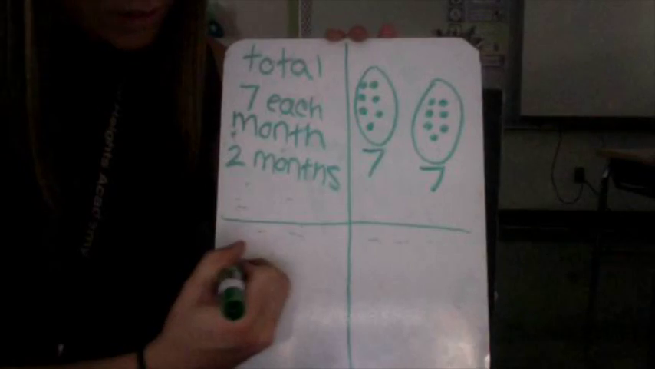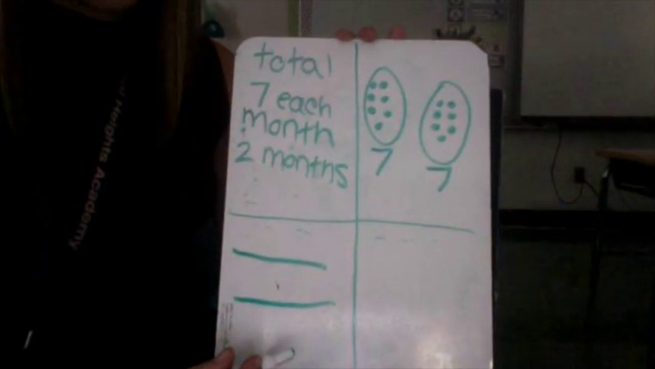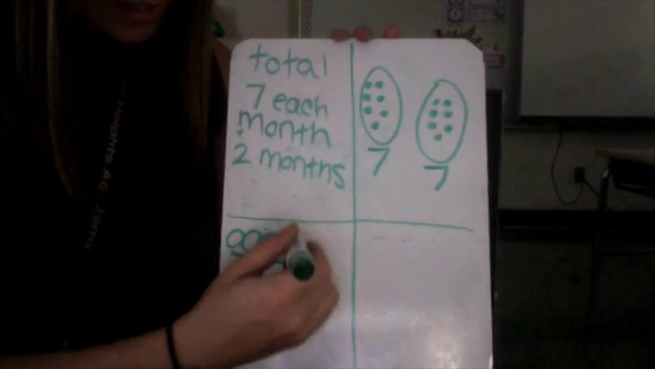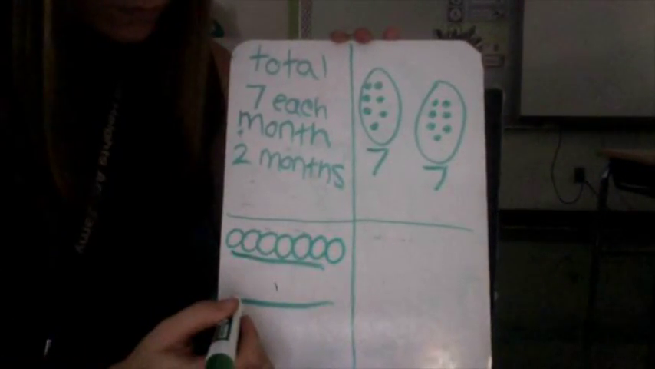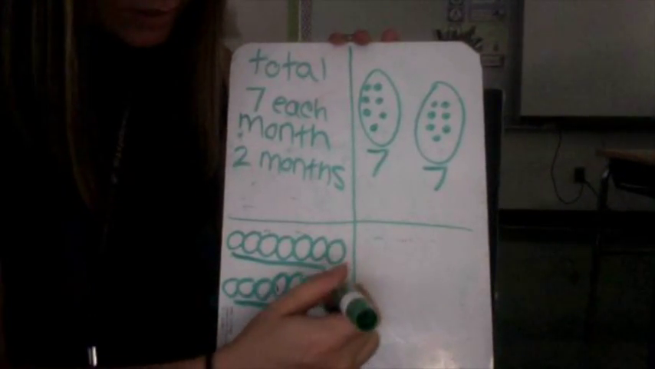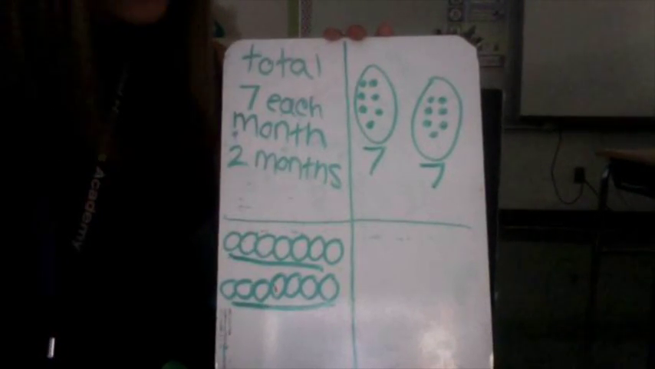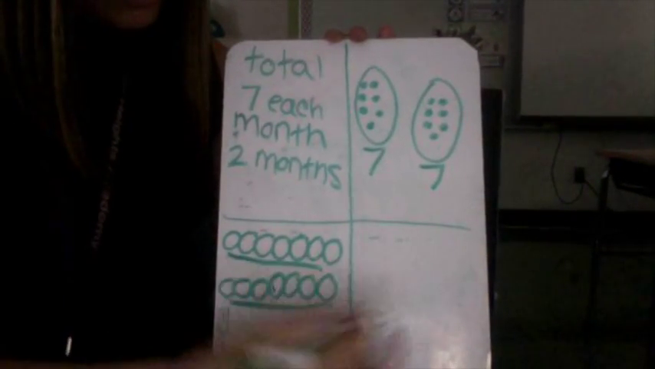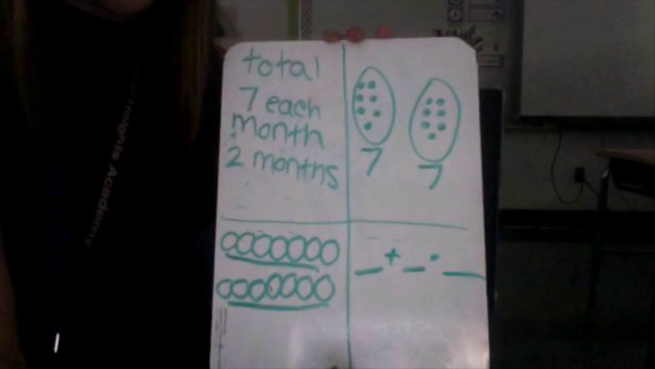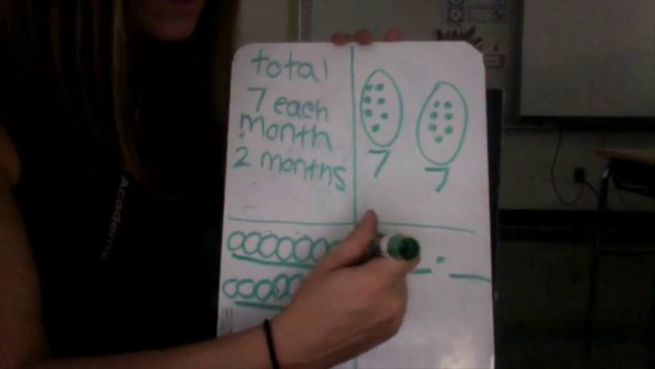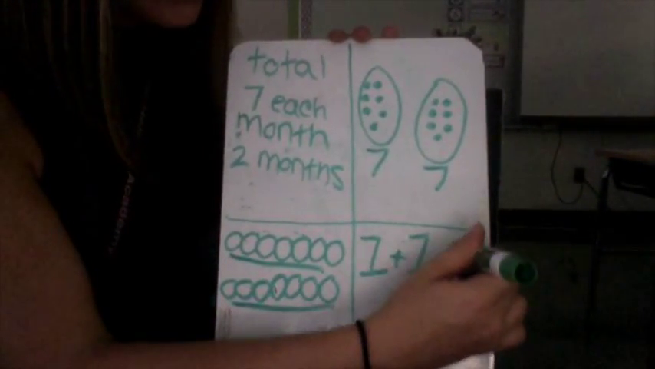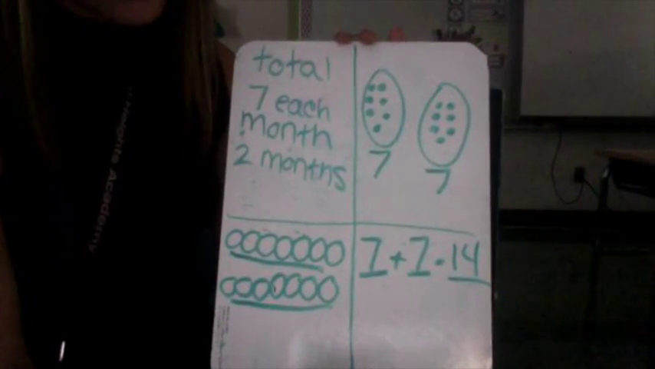Let's draw our array, please. 1 month, 2 months. So we got 2 rows. Now there's 7 in each. 1, 2, 3, 4, 5, 6, 7. Right underneath, 1, 2, 3, 4, 5, 6, 7. There's your array. Now let's do our repeated addition. We've got 2 groups. 1 group, 2 groups. We're adding those together. What is inside each group? 7 plus 7. What is 7 plus 7? 14.